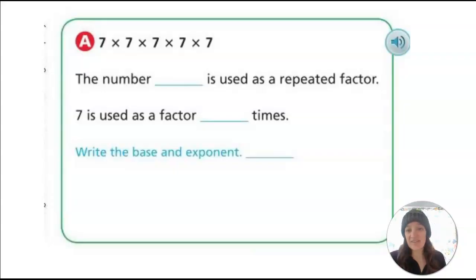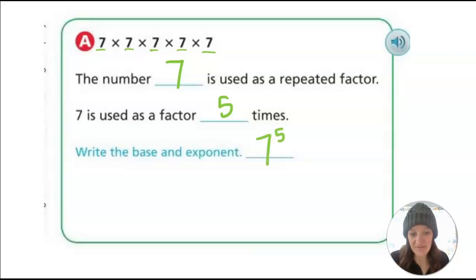So when you have a number like this, 7 times 7 times 7 times 7 times 7, well, it's the number 7 that is used as a repeated factor. Factor means it's being multiplied together. And it's being used as a factor 1, 2, 3, 4, 5 times. So another way we could write this, the lazy way kind of, is 7 to the power of 5. We say 7 to the 5th power, or 7 to the power of 5. We use power a lot with exponents because it means it's very powerful.